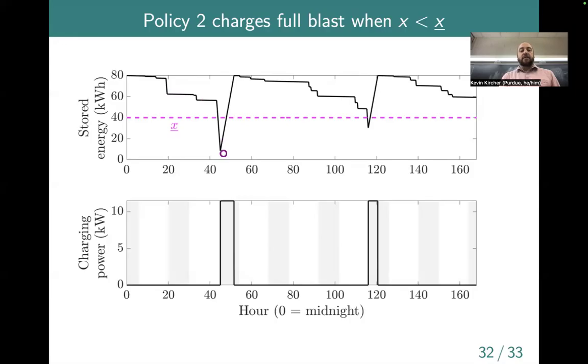But then there's a long trip and we get down to maybe 15-20% energy here. And so that night when we plug in, we charge full blast for a while, actually almost the whole night, in order to bring the energy back up to its full capacity. And then similar thing, we slowly deplete over the course of a few days. Eventually we drop down below half charge again and boom, back up to full.